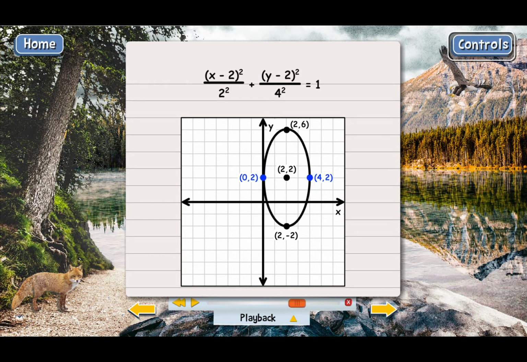See, whatever is in the bottom of the x fraction, the fraction with an x in it, tells you how far to go left and right from the center. This is a 2, so we go 2 places to the left and to the right.